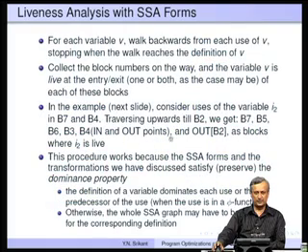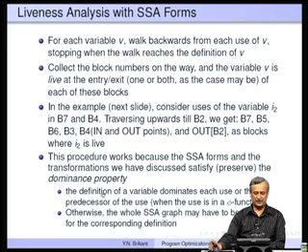liveness is computed. We just walk backwards from each use of V, stopping when the walk reaches the definition of V. Collect the basic block numbers on the way, and the variable V is live at the entry and exit, one or both, of these basic blocks. I already showed you this particular example. This procedure works. Why? It works because the SSA forms and the transformations we have discussed satisfy or preserve the dominance property.